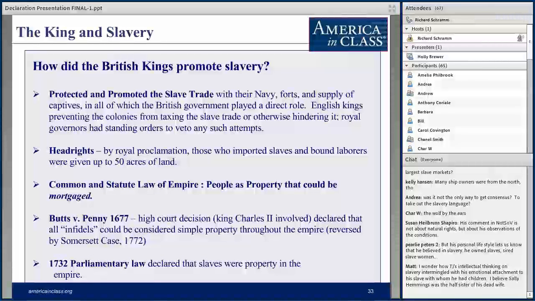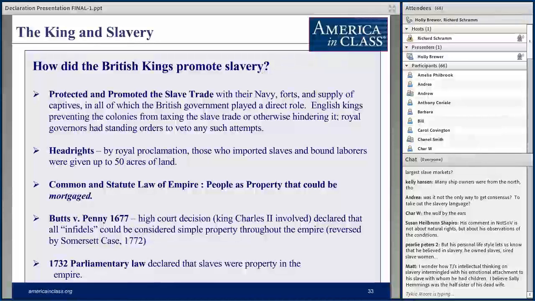So, questions: how did the British kings promote slavery? Most importantly, and we're going to talk about this in some detail, they protected and promoted the slave trade with their navy and forts off the African coast, which they actually fought wars to obtain, particularly the Second Dutch War between 1664 and 1666, and the supply of captives, in all of which the British government played a direct role. English kings prevented the colonies from taxing the slave trade or otherwise hindering it, and royal governors had standing orders to veto any such attempts. That's one.